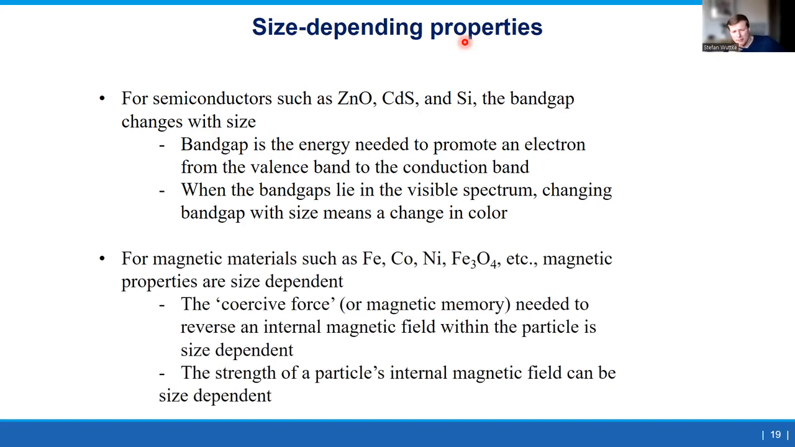Then you have magnetic properties, again size and also morphology dependent. You change the magnetic property of the material.